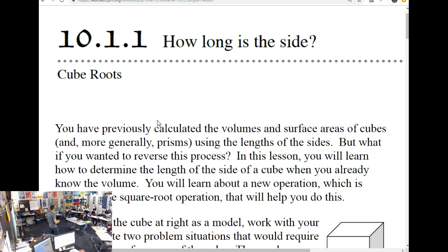Well, it's kind of like multiplying it by the same number. So the reverse of squaring something is multiplying something by the same number. Same thing 3 times.